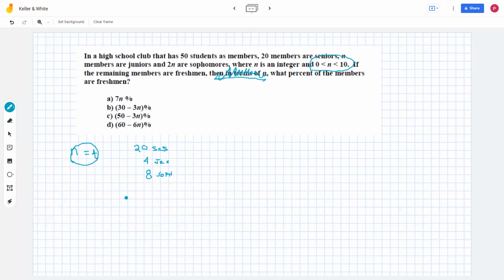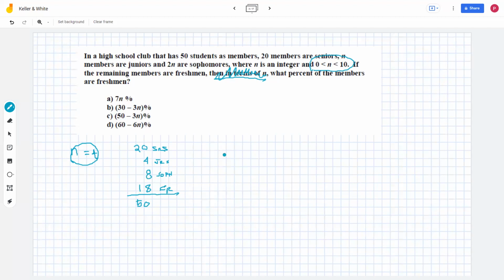Well, wait a minute. They told me that there are 50 overall. We can figure out how many freshmen there are. 20 and 4 is 24, and 8, 24 and 8 is 32. That leaves us 18 freshmen. Okay, but oh, wait a minute. That's not what they asked. They say, what percent of the members are freshmen?